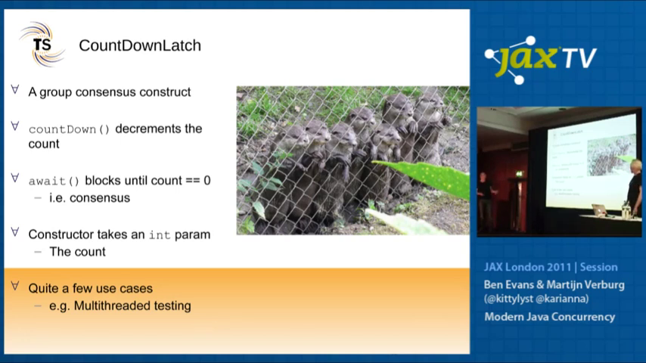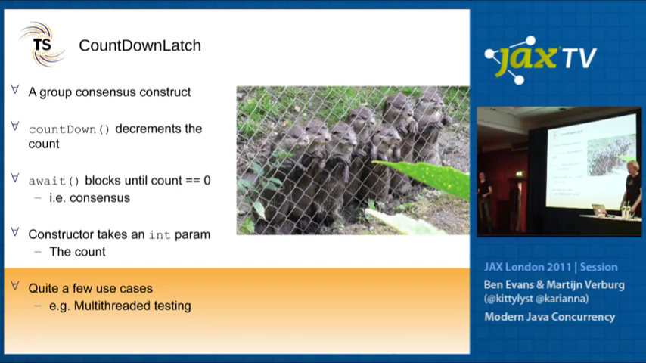Basically, this is a very simple group consensus construct. You give it an integer when you spin it up, and then all you can ever do is count down. You can't ever increase that count after you've set it. You set it once at the start, and you count down each time one of the threads reaches the waypoint. When everybody's at the waypoint and that count reaches 0, everybody's released at once.